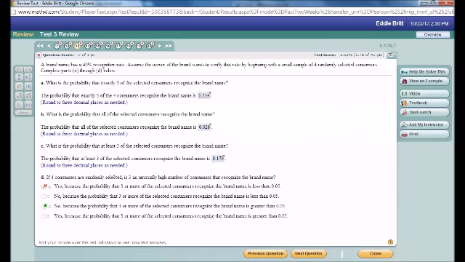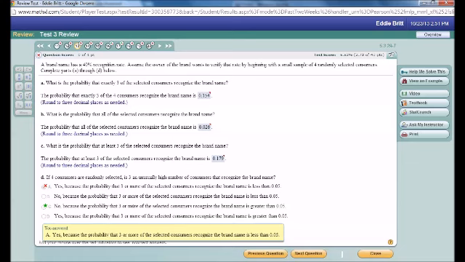Alright, if 4 customers are randomly selected, is 3 an unusually high number of consumers that recognize the brand name? Alright, so what is the probability of exactly 3? We got 0.154. So is that an unusual probability? No, because that's 15.4%. So remember, unusual would be less than 5%, or less than 0.05. So we have here no, because the probability that 3 or more of the selected customers recognize the brand is greater than 0.05.